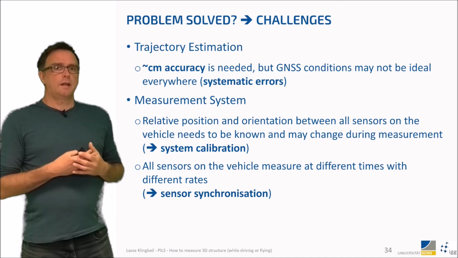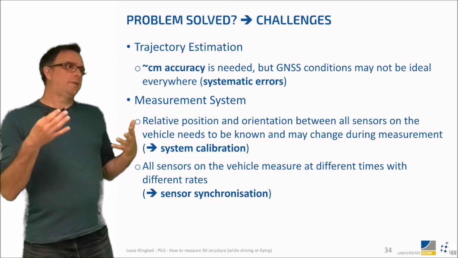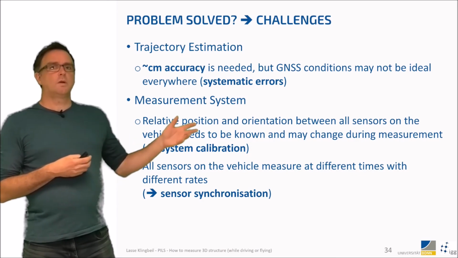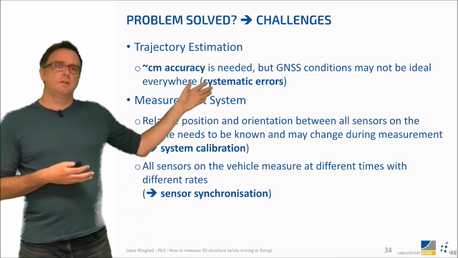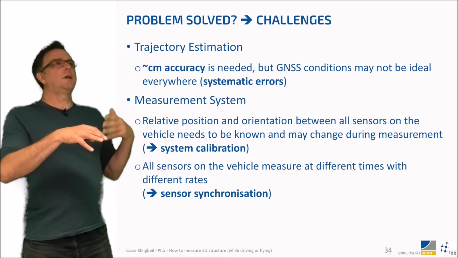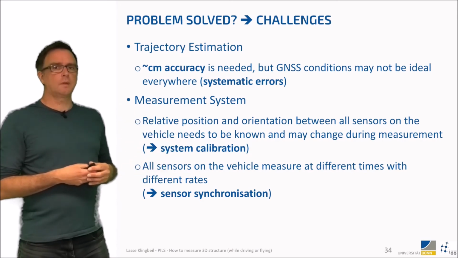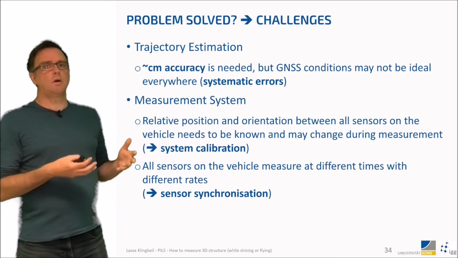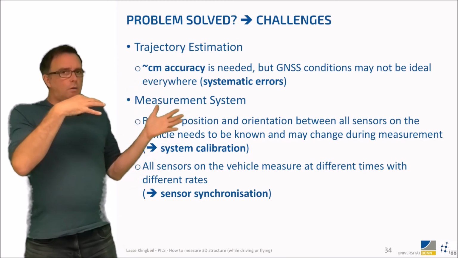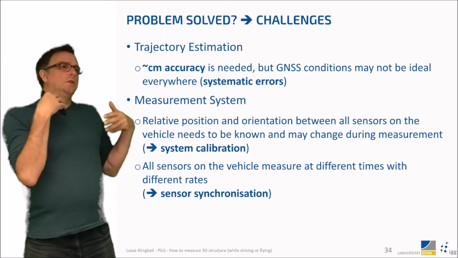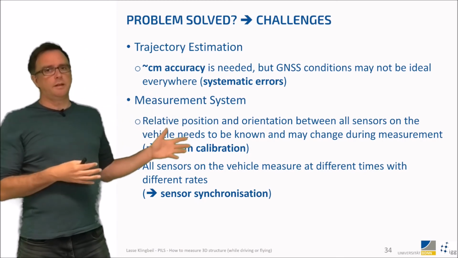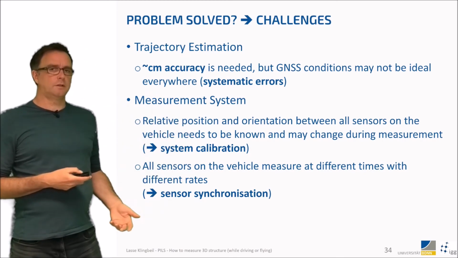Well, there are some challenges, and some of these challenges are actually still things which can be optimized in research, and which we also do in our group. For example, you need trajectory estimation within centimeter accuracy. This is possible, but if GNSS conditions are not so good, then this is difficult. So there might be other options to enhance this accuracy. The actual measurement system is usually very complex, so you need to know how all the different sensors, lasers and cameras and so on are oriented with respect to each other, and they also measure at different times and with different rates. These are things you have to consider when you build these kinds of systems.